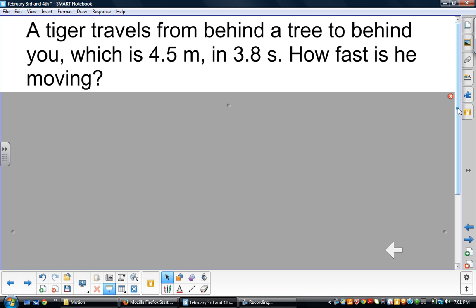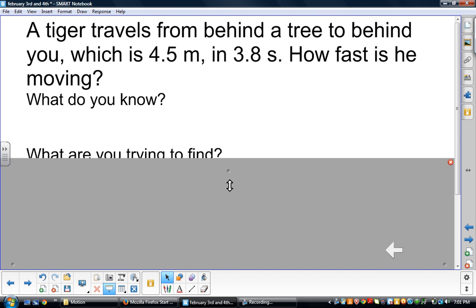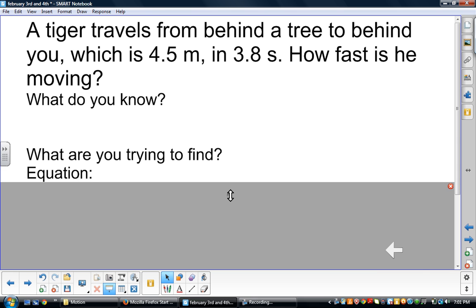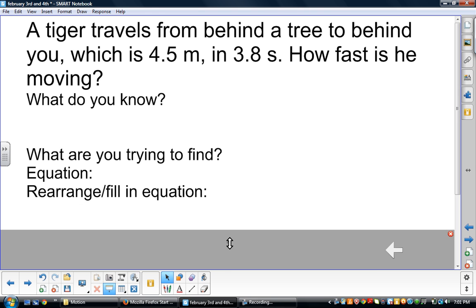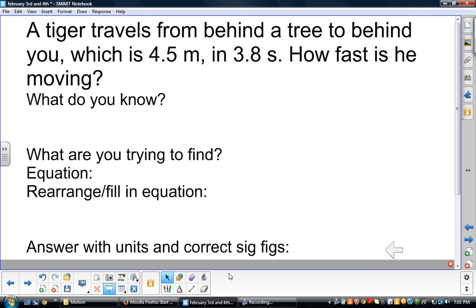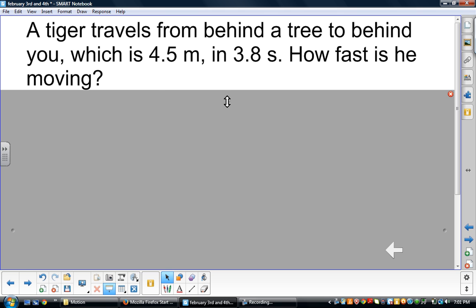So here we go. A tiger travels from behind a tree to behind you, which is 4.5 meters in 3.8 seconds. How fast is he moving? First step is, what do you know? Second step is, what are you trying to find? Then the equation, then rearrange and fill in, and the answer with units and correct sig figs. So let's go one step at a time.